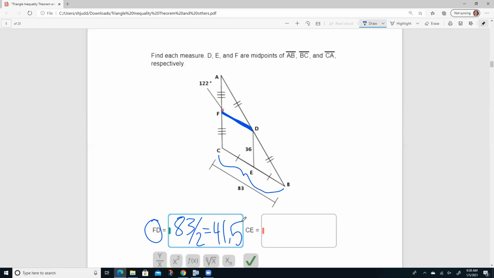All right, then we want to find CE. Well, we just found what CB is. We know it's been cut in half. We already know half of it's 41.5, so congratulations to us. We already know the answer.